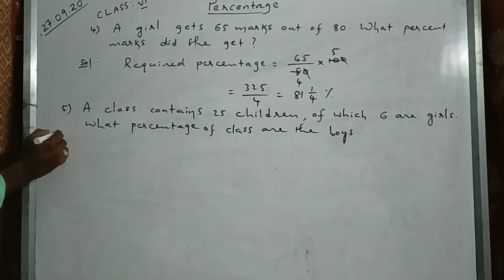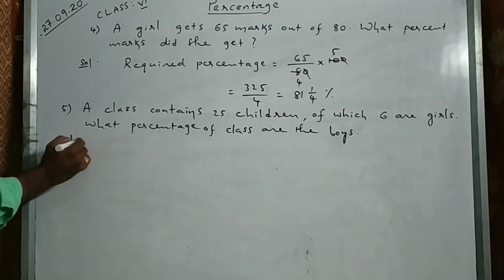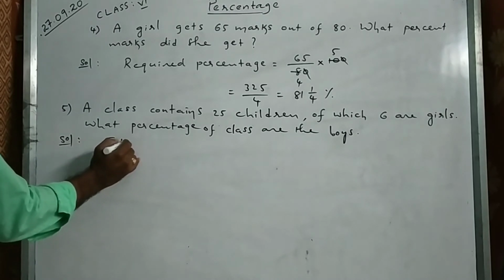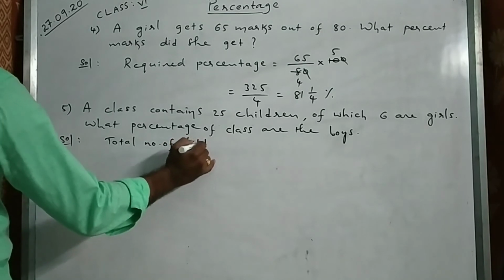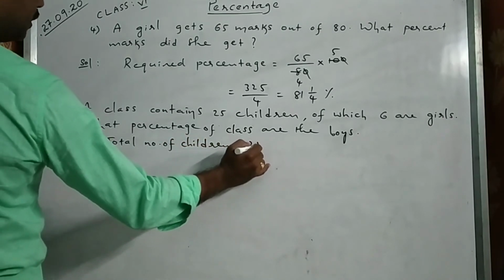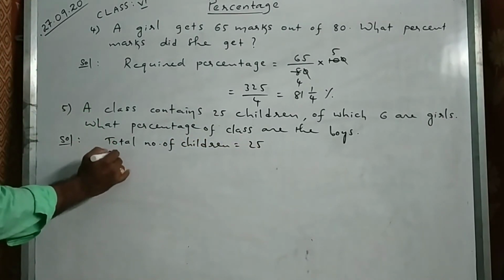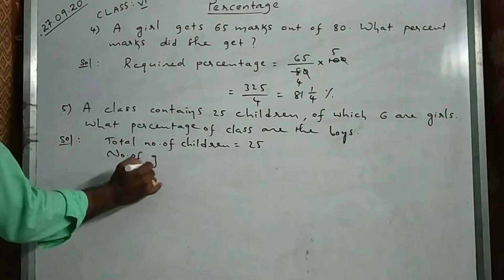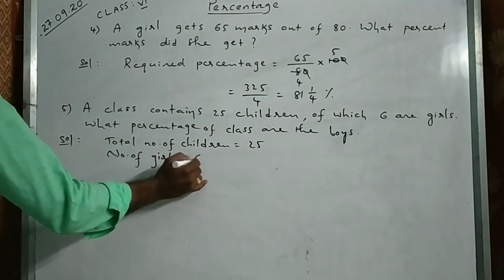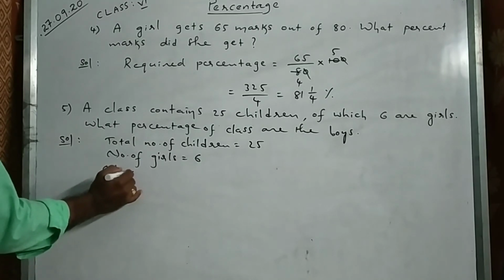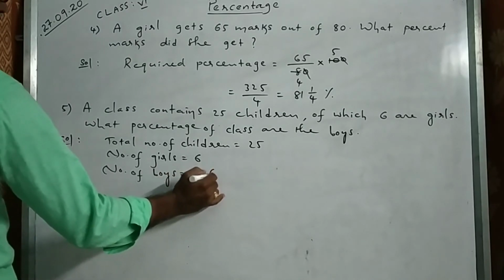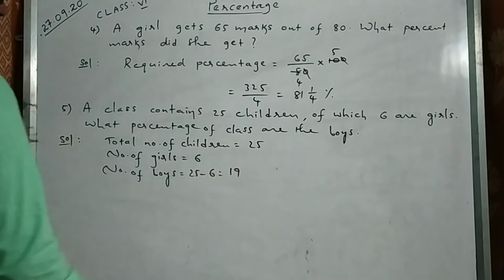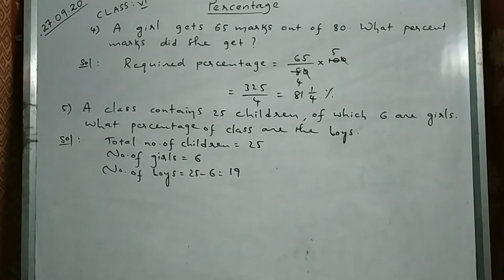Okay. Total how many students we have? 25. Total number of children, how many? 25. In that how many girls? Number of girls, how many? 6. Can you say the number of boys? How many boys are there? 25 minus 6 means 19 boys are there. Is it not? 19 boys are there.